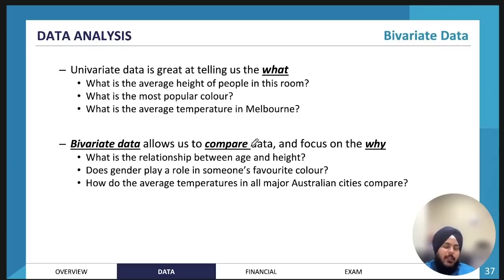So bivariate data is the comparison of data and looking at the associations between 2 different variables. And from there, we can establish correlation or causation. So really good in terms of comparing and establishing a sense of causality. So what is the relationship between age and height? Does gender play a role in someone's favorite color? How do the average temperatures in all major Australian cities compare? So bivariate data is a really good way of determining the relationship between two particular variables.